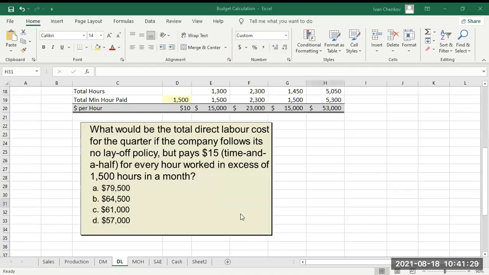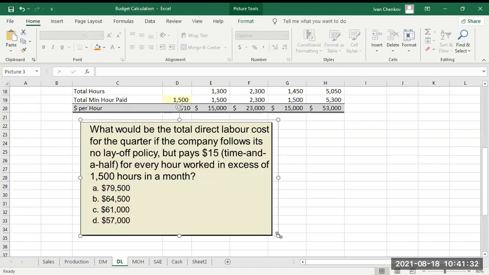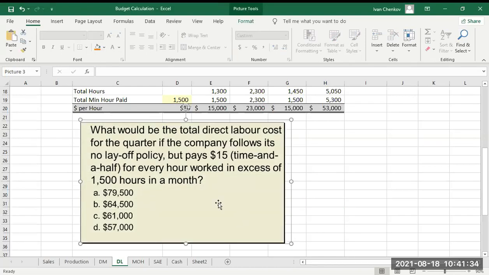Can you see the question? Not yet, no. I have to share my screen. Can you see the question now? Yes.